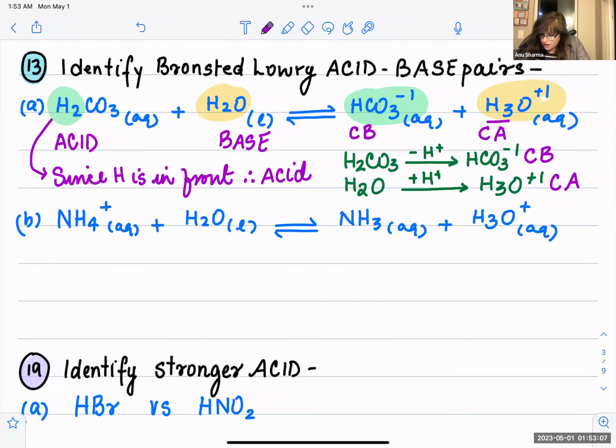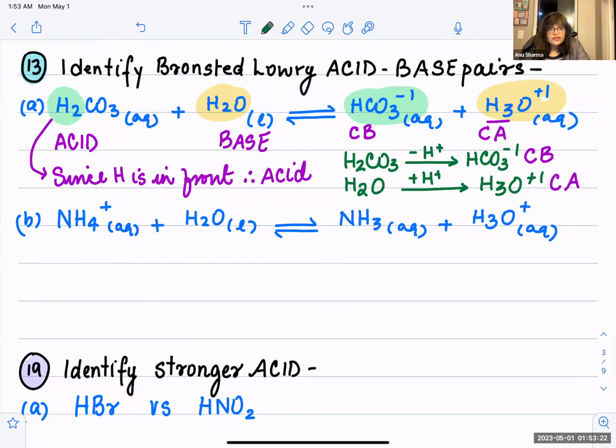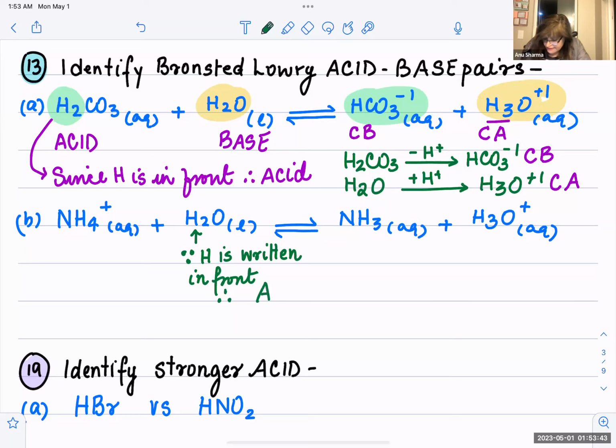Next, let's look at the ammonium and water. Same now in this case, which one is acting as an acid and which one is a base? Now here's an interesting part: in ammonium, hydrogen is not in front. There are 4 hydrogens, but they are written at the back. In water, hydrogen is written in front. So it is obvious that water is acting as an acid in this case. Although water is not an acid, it acts as one, it's amphoteric. Next, if that is acting as an acid, then ammonium is a base. Now keep this in mind, nitrogen, because it has lone pairs, acts as a base.